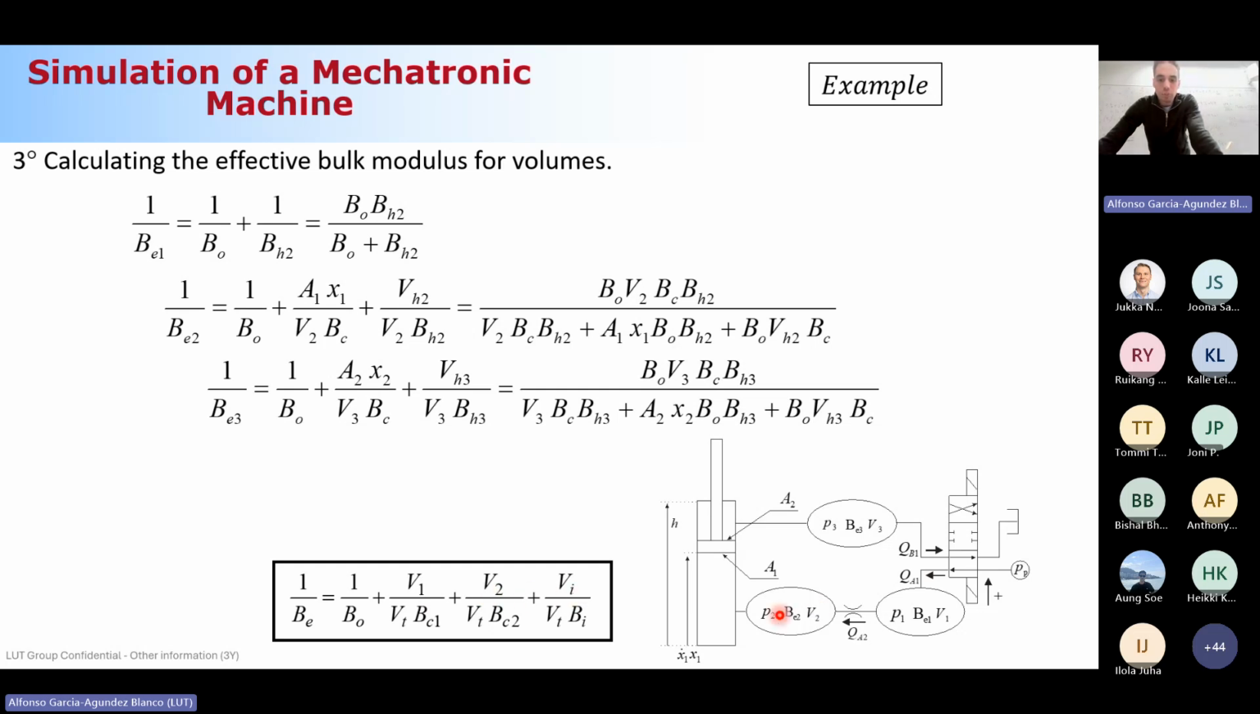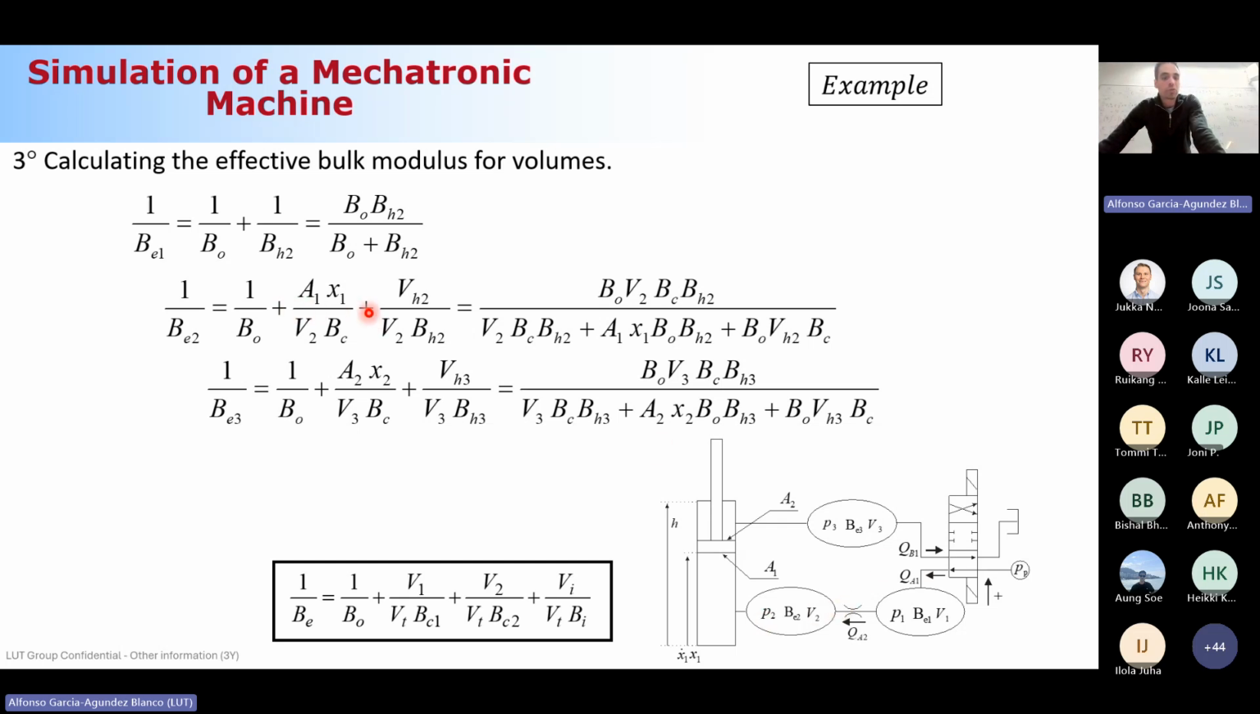So in this control volume here, we have the oil, but we have a hose and we have a chamber here, because the oil here is in the cylinder chamber. So we will have three terms. 1 divided by the effective bulk modulus in control volume 2 is equal to 1 divided by BO, the oil, plus, and now let's start with the hose.